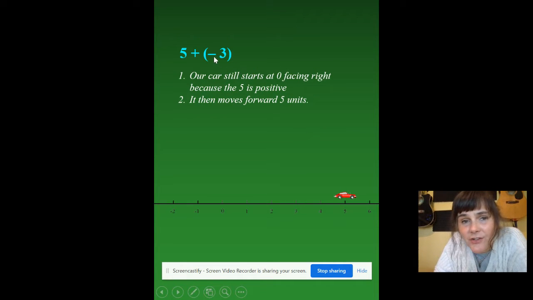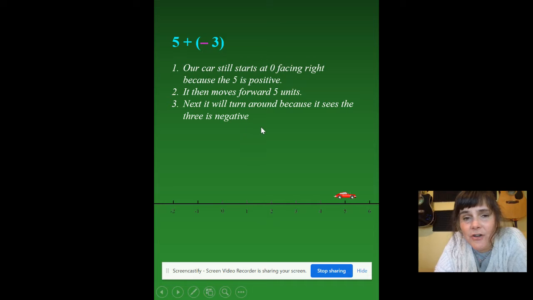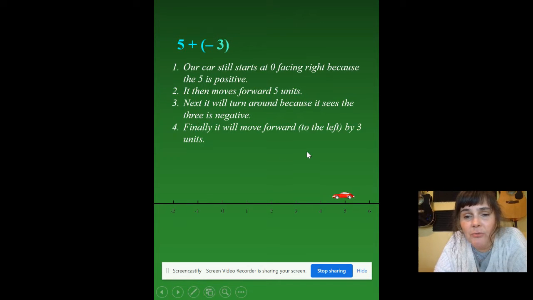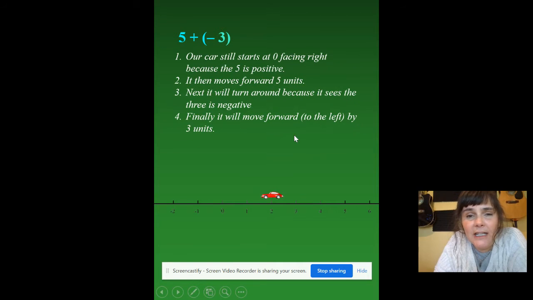But now he notices there's a negative 3. So he's going to need to turn himself around and go 3 spots. 1, 2, 3, and he ends up on 2. So 5 plus negative 3 is 2.